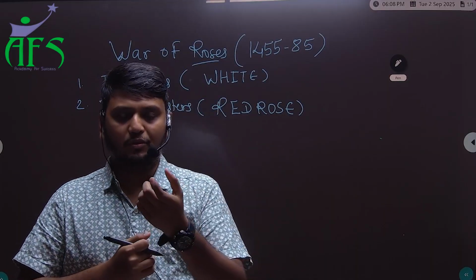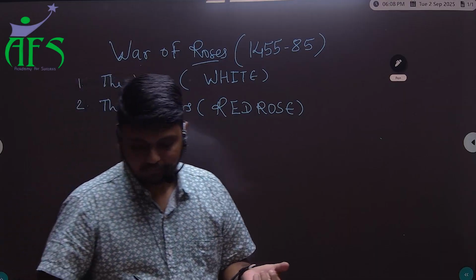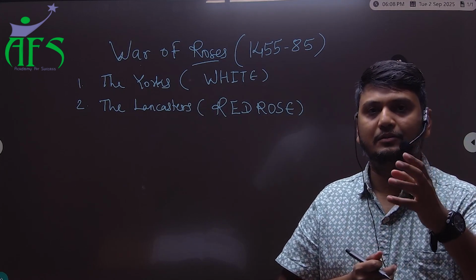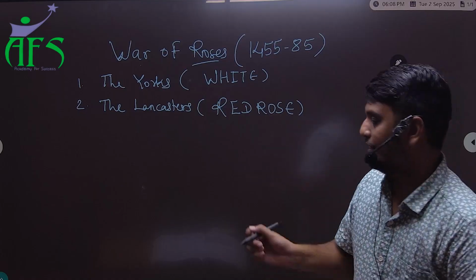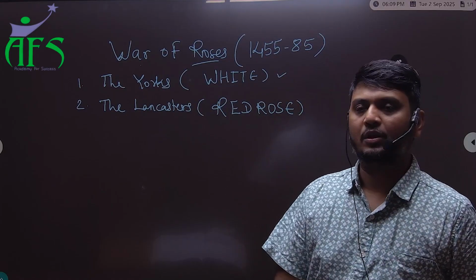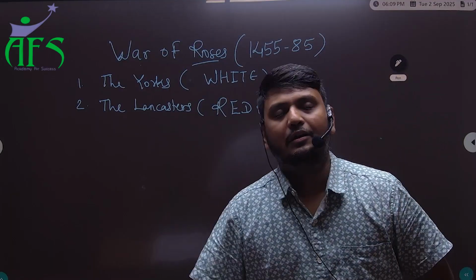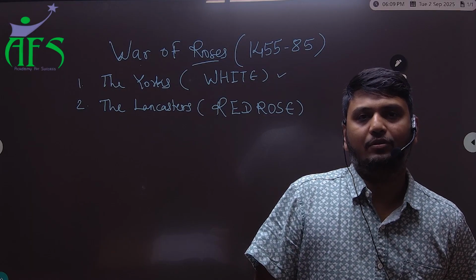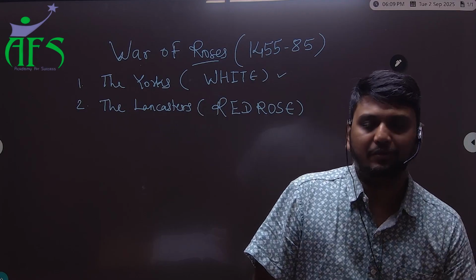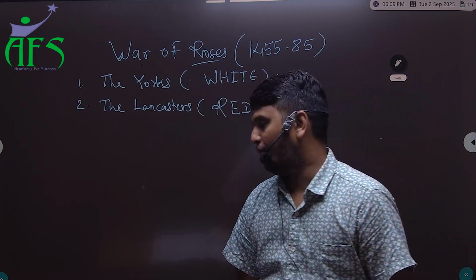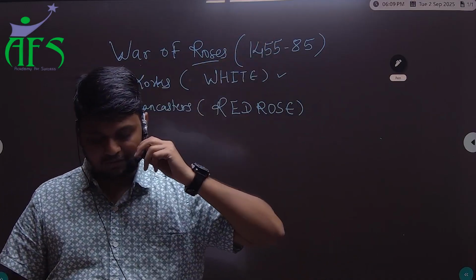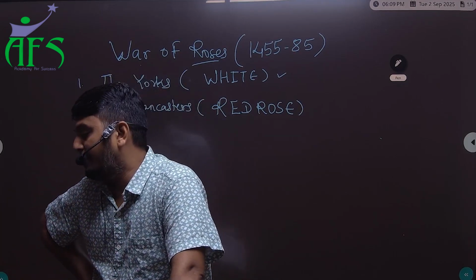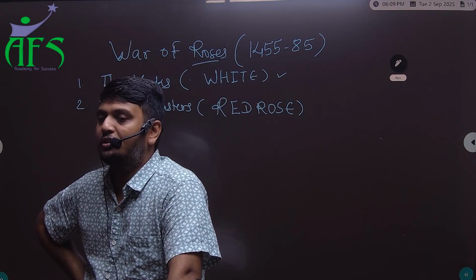The question which was asked was the same one: which flower symbolizes the Yorks? And the answer was the white rose. So these were the two royal families, and they fought for the English throne, and the fight between these two is called the War of Roses. The Hundred Years' War was a different thing, but this one, the War of Roses, is another thing which played a very important as well as drastic role in change.